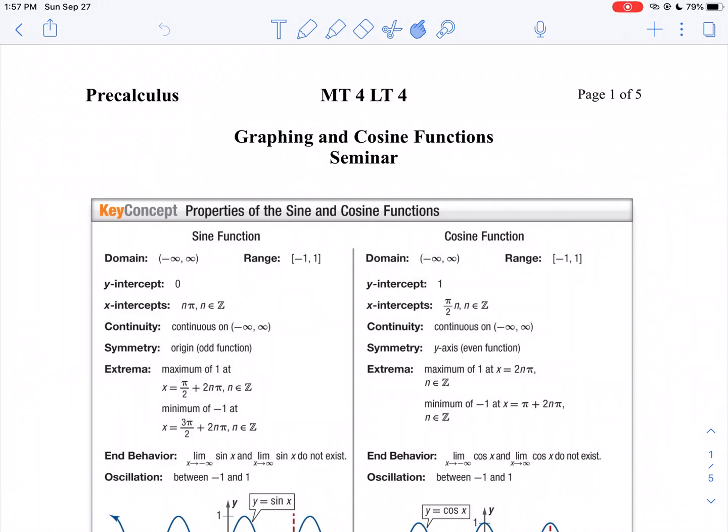Hello. In this lesson, I want you to graph transformations of the sine and cosine functions. I want you to use sinusoidal functions to solve problems. Some vocabulary you're going to come across is sinusoid, amplitude, frequency, phase shift, vertical shift, and midline.